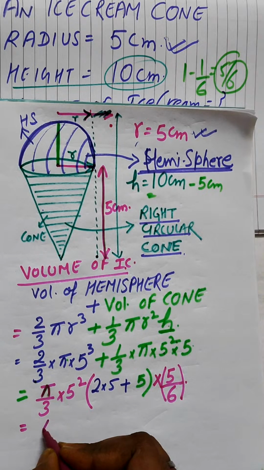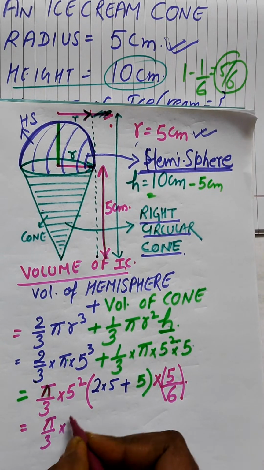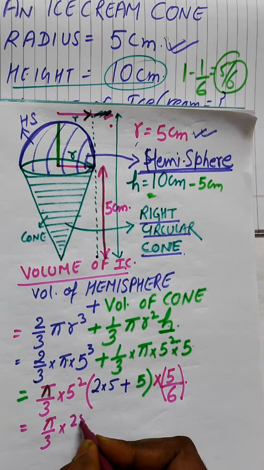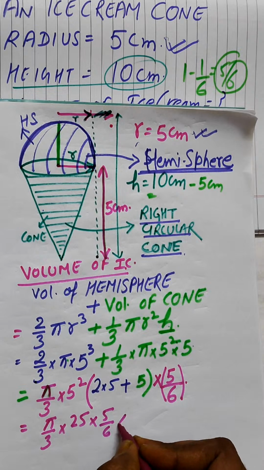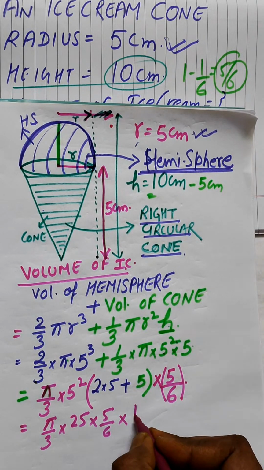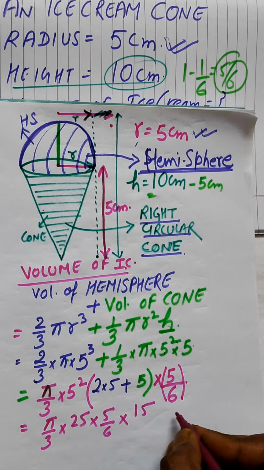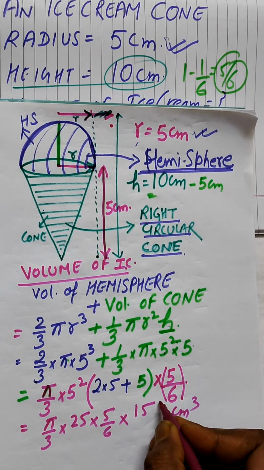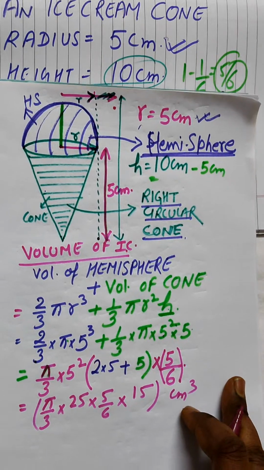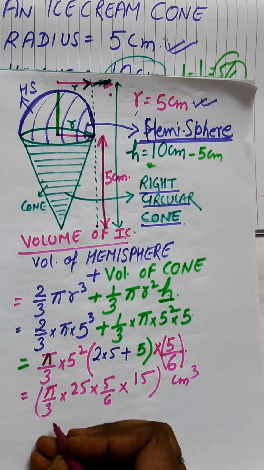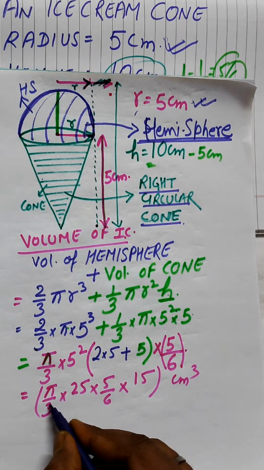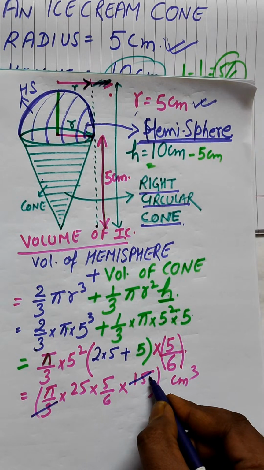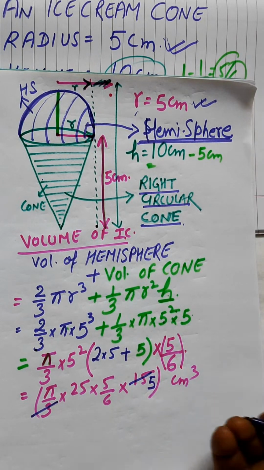So pi by 3 into 5 square is 25, right? Then this 5 by 6 into 2 5 10 plus 5 15, right? This is your answer. This is in centimeter cube. This is your answer, but we will be solving it completely. So from 3 you can directly cut this 15 in 5 times, right?